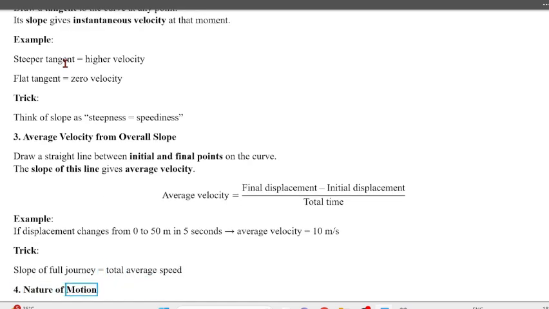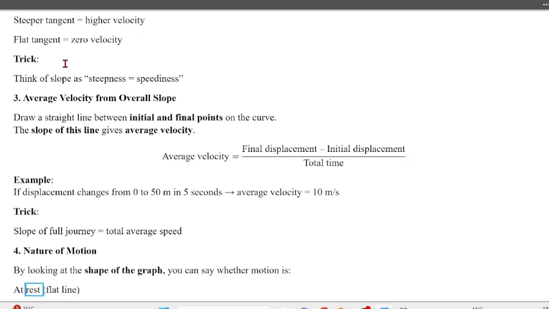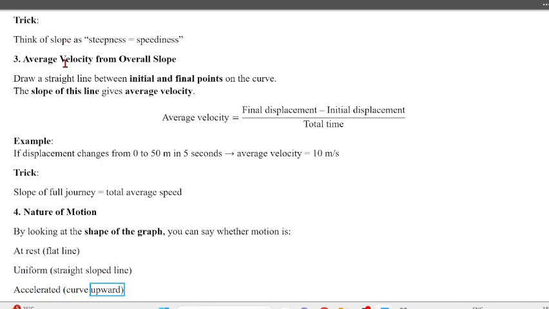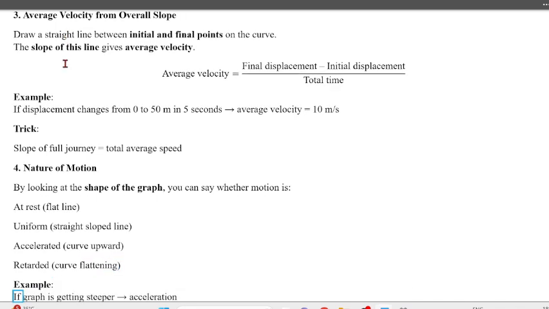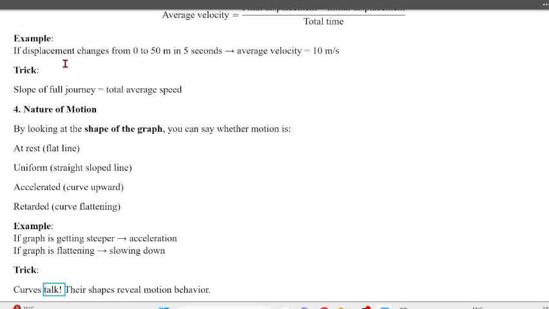4. Nature of motion. By looking at the shape of the graph you can say whether motion is at rest, a flat line; uniform, a straight sloped line; accelerated, a curve upward; or retarded, a curve flattening. Example: if the graph is getting steeper, acceleration; if the graph is flattening, slowing down. Trick: curves talk. Their shapes reveal motion behavior.